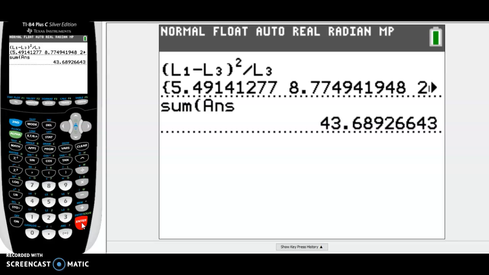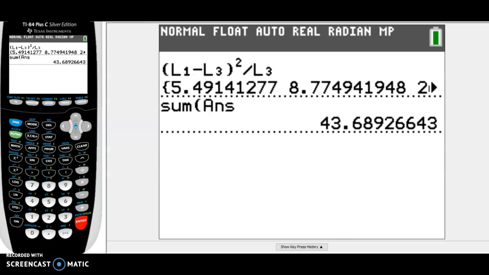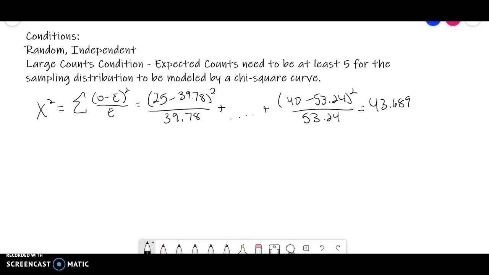This 43.689 is a really big test statistic. And so I'm going to have very strong evidence to reject the null hypothesis. And so the issue then becomes if I have to go to the table and figure out the degrees of freedom. I have 4 categories. I had 4 habitat areas. And so my degrees of freedom are categories minus 1. So since I had 4 areas, I have 3 degrees of freedom for this one.